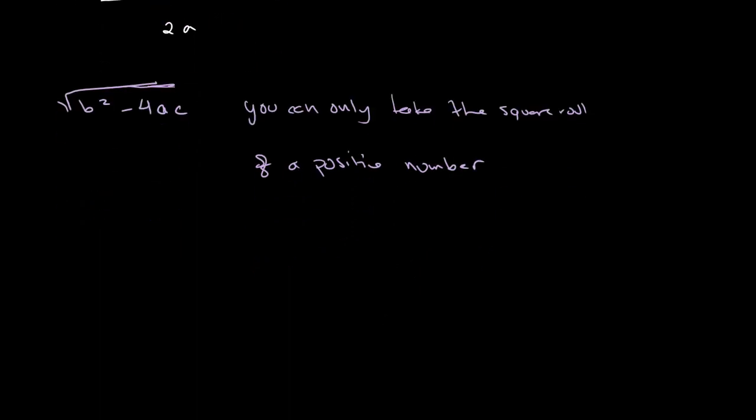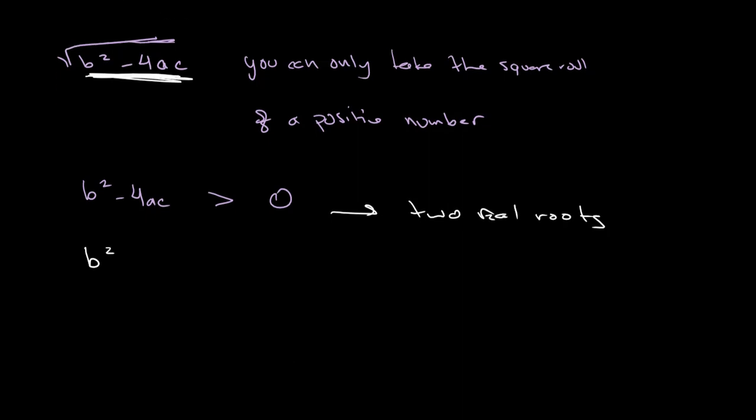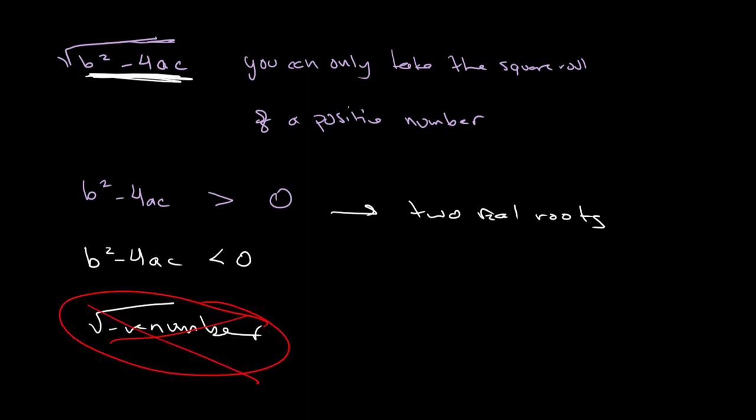Therefore, if b squared minus 4ac is positive, so if it's greater than 0, then we will have two real roots. That's because when we take the square root of this number, we will receive two answers. Now, when b squared minus 4ac is less than 0, then since we're not able to take the square root of a negative number, this will give us no roots. So this will give us 0 roots, and therefore 0 answers to our equation.